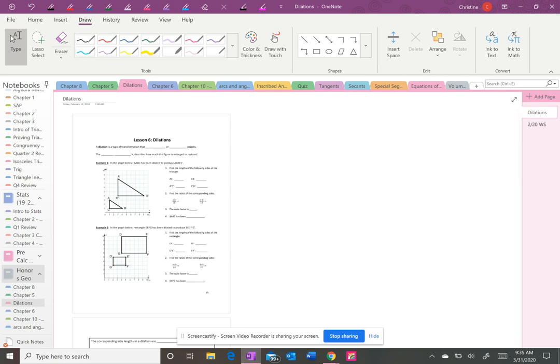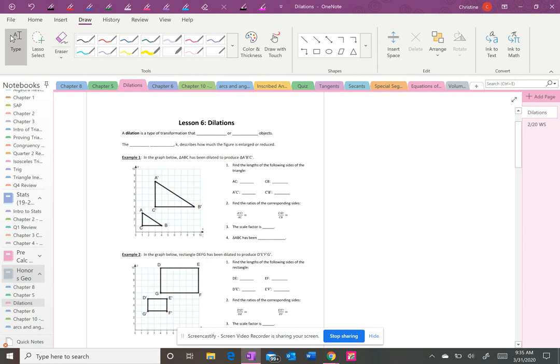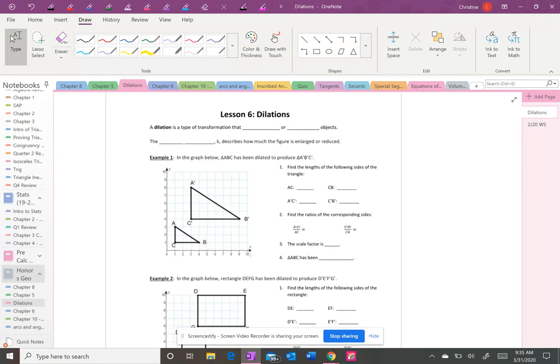All right, this lesson is on dilations on the coordinate plane. If you remember, we already did translations, rotations, and reflections. Those were three transformations that preserved congruency, which means it did not change the size of the shape. A dilation, since we're talking about scale factor, is now going to change the size of the shape.